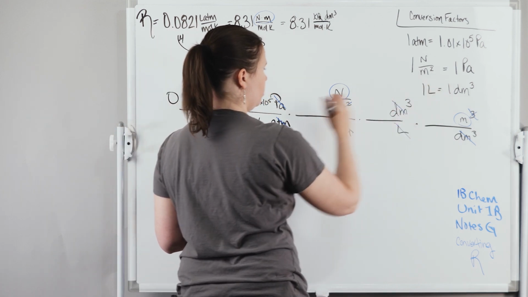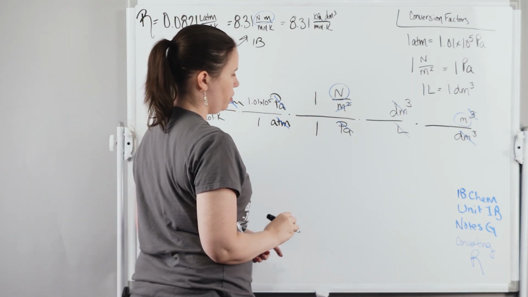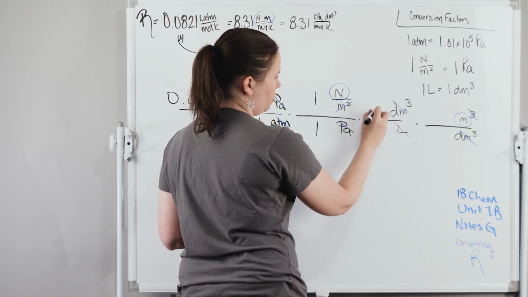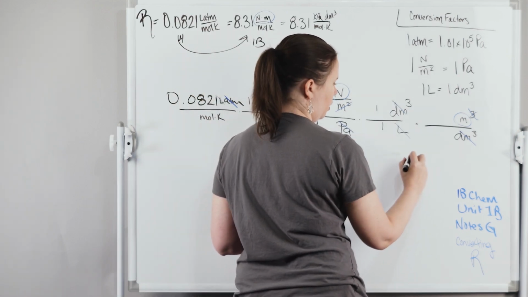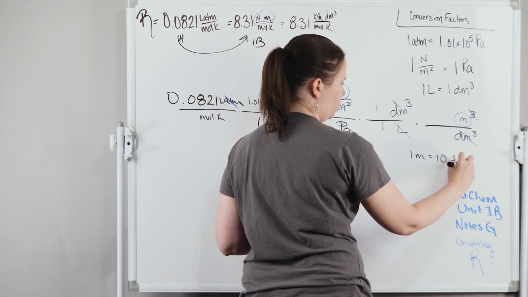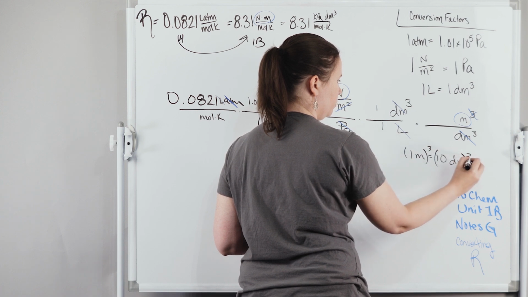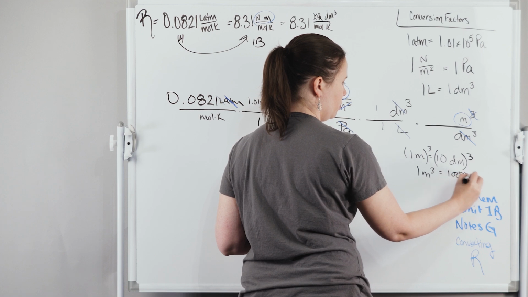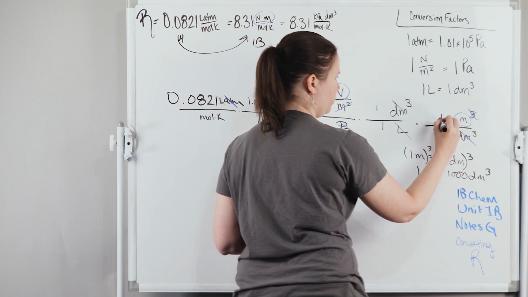Now this was just a 1-to-1, the key to bridging the units from pressure to force. And then decimeters cubed is the same as a liter, so again 1-to-1. Now this one can be a little bit tricky. I know that 1 meter is equal to 10 decimeters, but if I cube them, 1 meter cubed is actually equal to 1,000 decimeters cubed. So we're going to divide by 1,000 there.